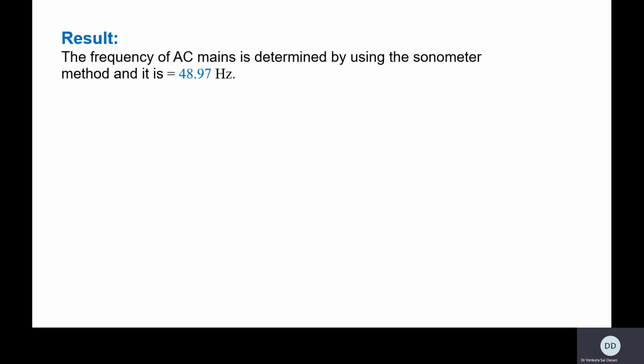And here we found the frequency of AC mains by the sonometer, which is approximately equal to 49 Hz, very close to 50 Hz.